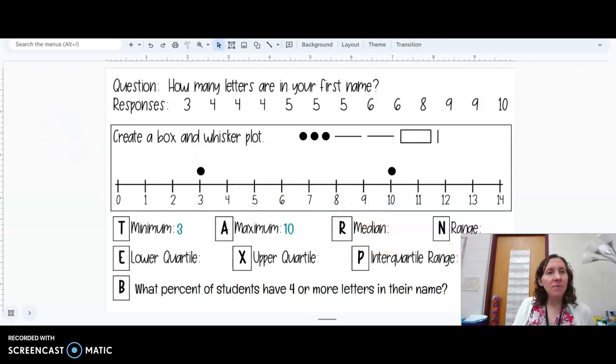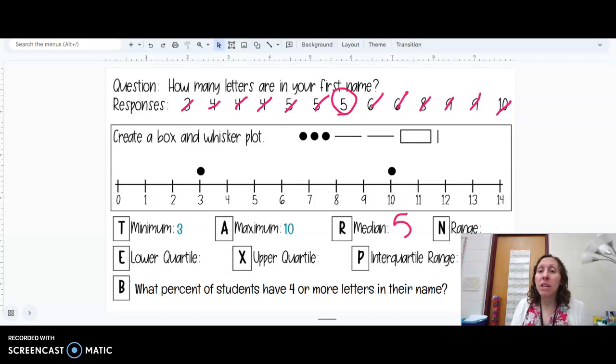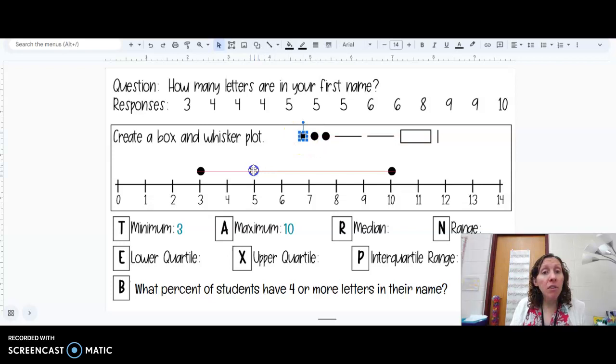The median, we have to find the middle of these numbers. So I'm going to cross off the smallest and the largest, the smallest and the largest. And I have to cross them off in pairs. If there's a lot of numbers, I can do multiple at a time. So I can do 2 smalls, 2 large, small, large, and we're left with the 5 in the middle. So 5 is the median. All right, I'm gonna put a dot above the number 5 on the number line.